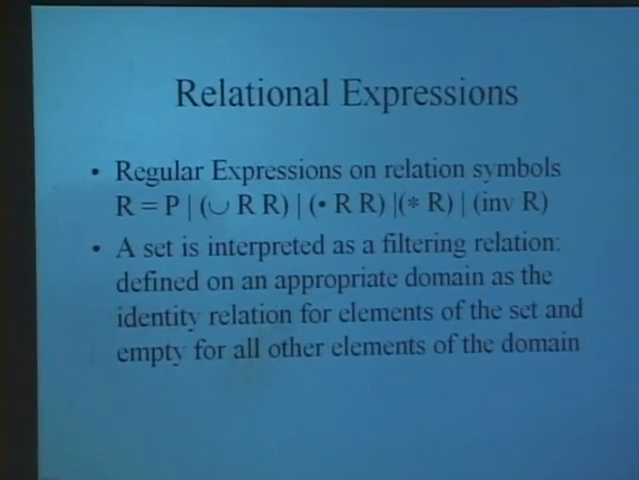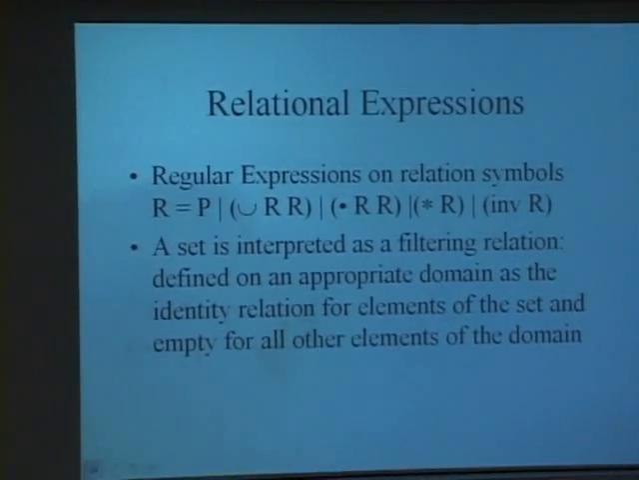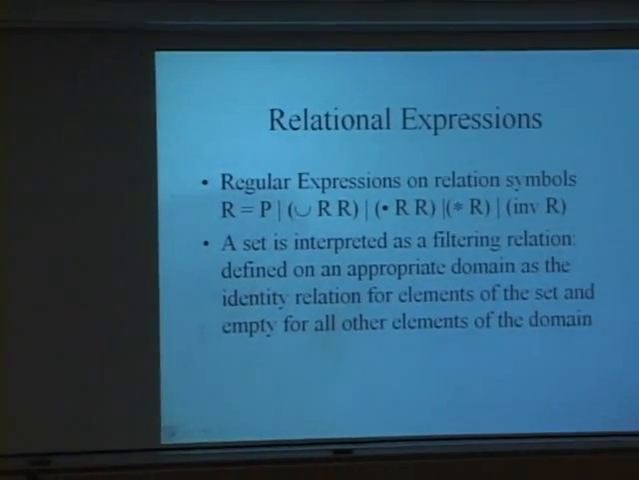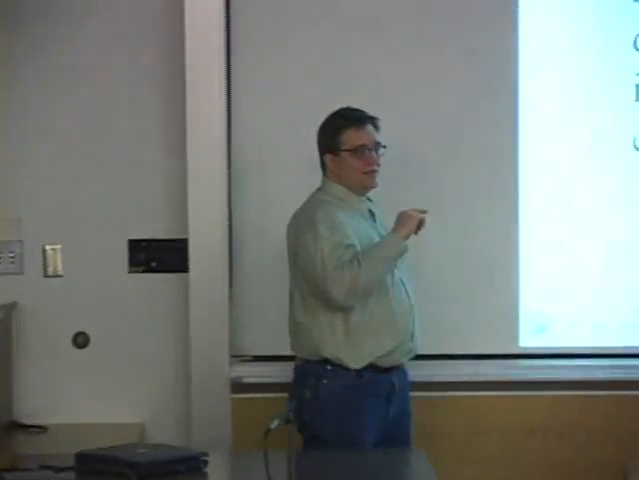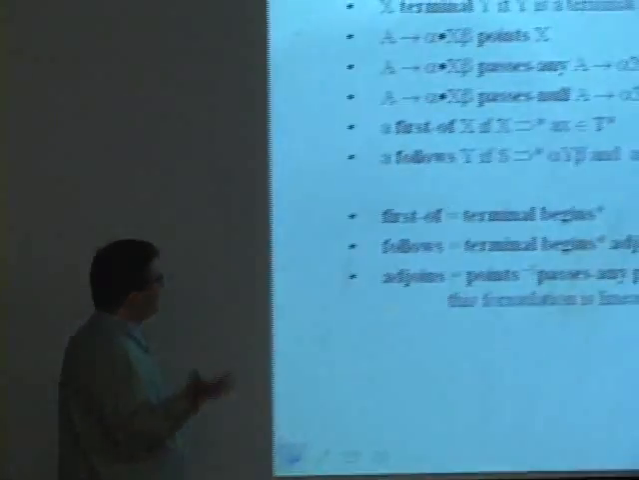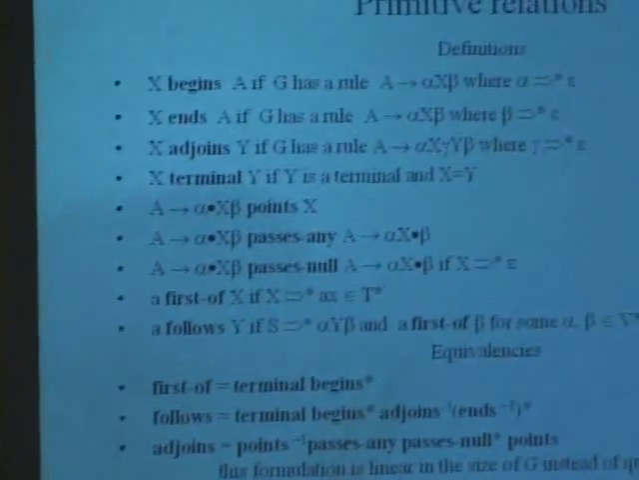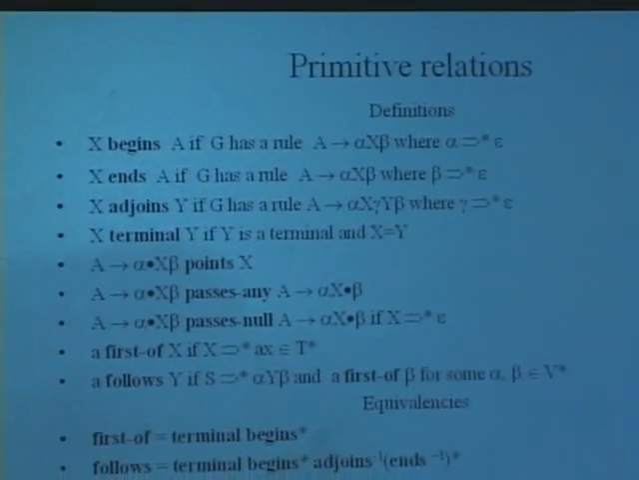Sets are interpreted as filtering relations if you define them on an appropriate domain for the rest of the relation expression. You just have, for each element in the set, A twiddles A, and the rest of the elements in the domain don't twiddle anything, right? So, now these are some examples. This is an example of how you use these things. So these are fairly simple.